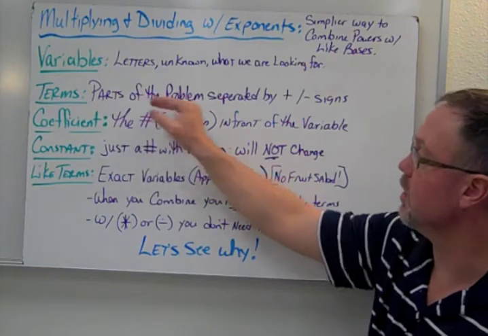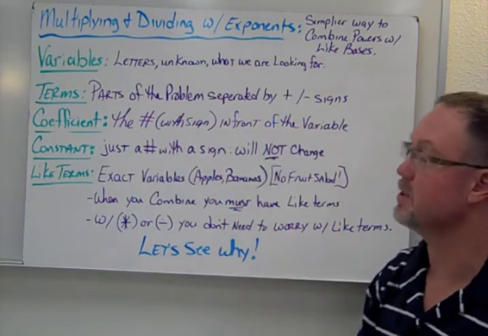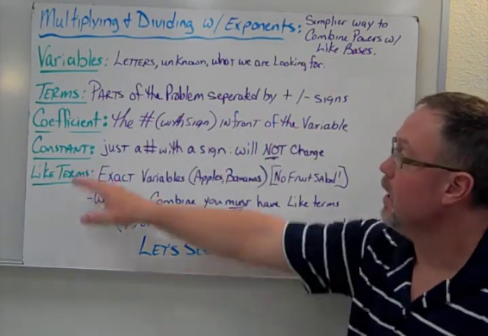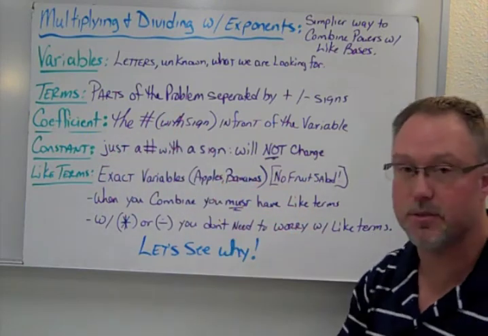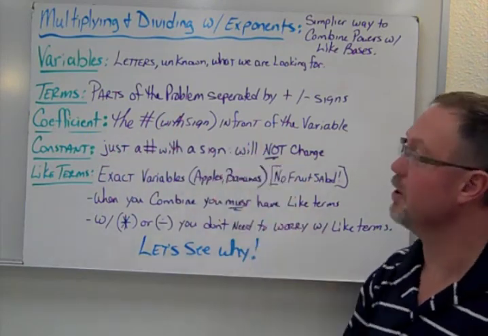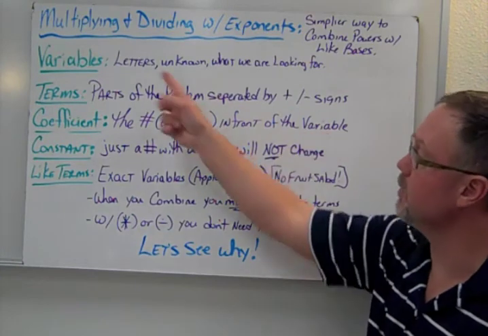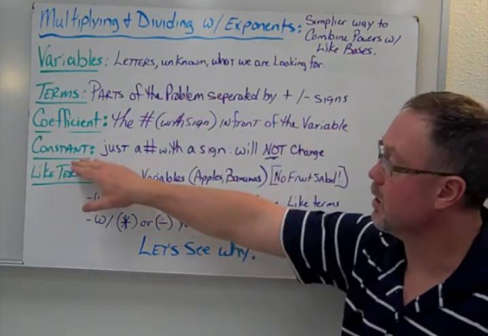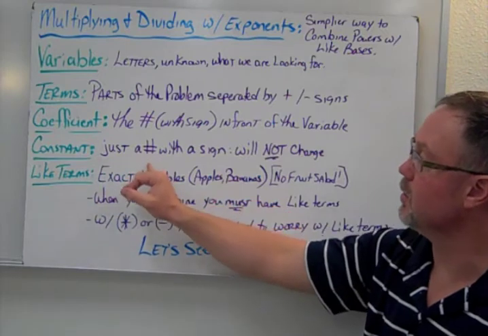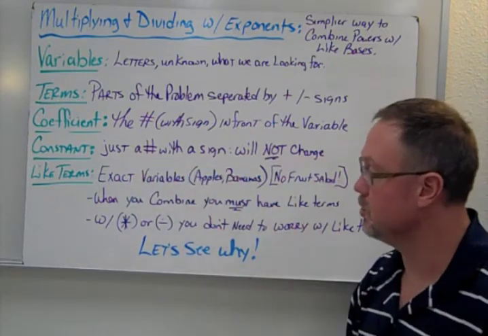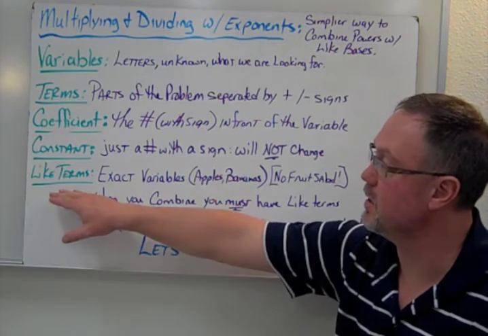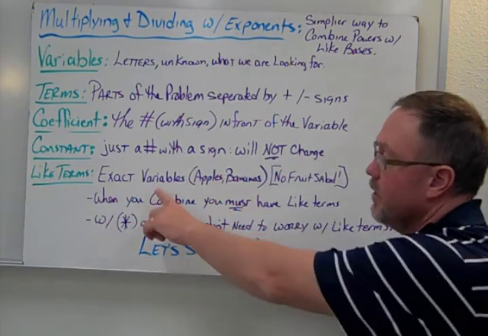Terms are parts of the problem that are separated by the plus and minus signs. Coefficient is the number with the sign, positive or negative, in front of the variable. And again, the variables are our letters. Our constant is just a number with a sign, positive or negative, and it will not change. And then our last one is like terms, exact variables.